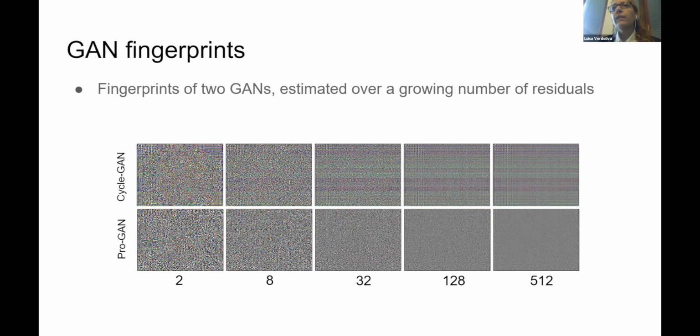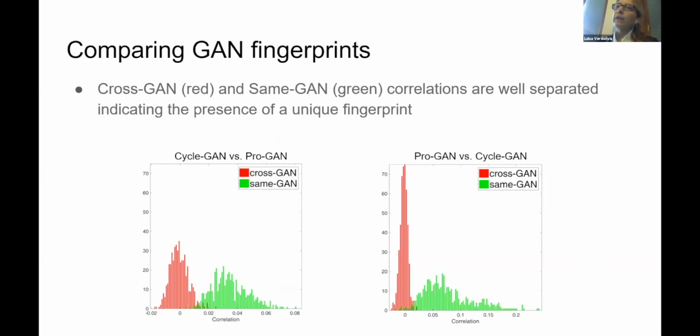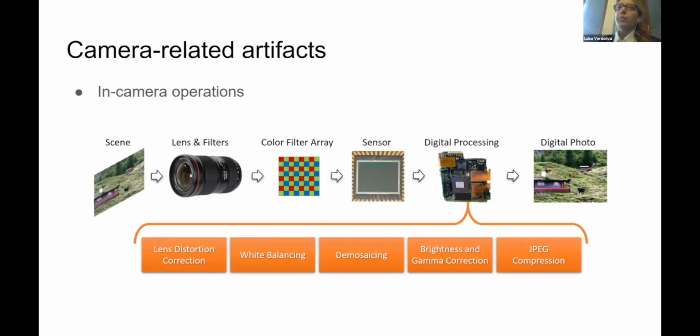And here you can see that it is estimated using a growing number of residuals, and it actually is a sort of quasi-periodical behavior. And if we evaluate the correlations between fingerprints coming from different generators, then actually they are quite well separated. And this same concept is also present in a camera. In a camera, of course, we have a lot of in-camera processing, and all this in-camera processing also characterizes a specific type of image.